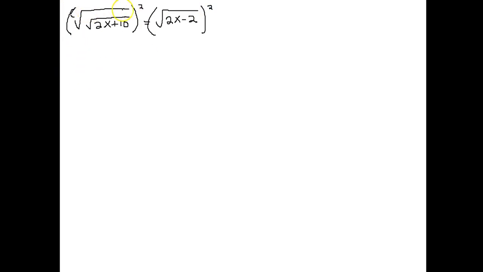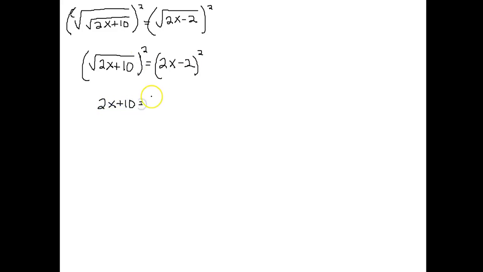Let's see, square the square root on this side, and you're left with what's underneath the radical. So underneath the radical is the square root of 2x plus 10. Square the square root, we get left with 2x minus 2. But we still have a square root right here, so we're going to square both sides. And then we have 2x plus 10 equals 4x squared minus 8x plus 4.